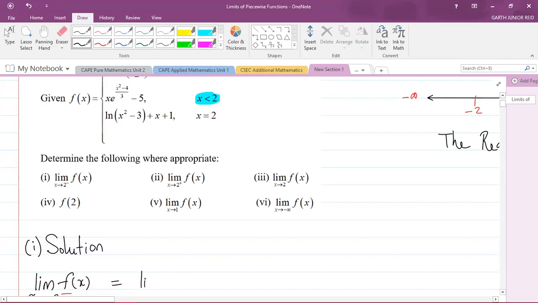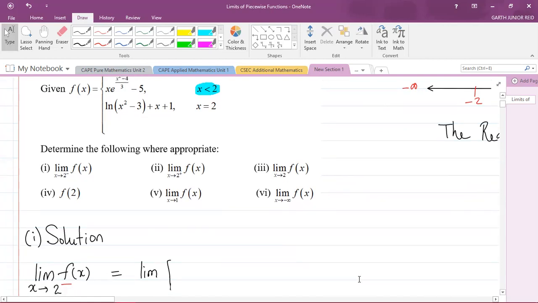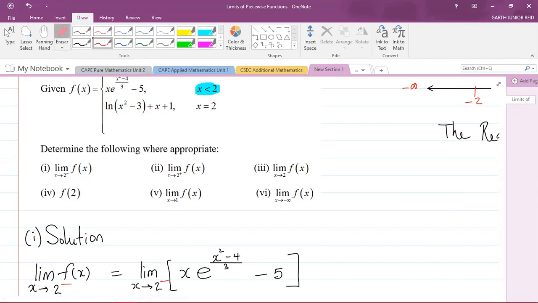So this is equal to the limit of f of x, which is x times e to the power of (x squared minus 4) divided by 3, minus 5. So the limit of that function as x approaches 2 from the left-hand side.